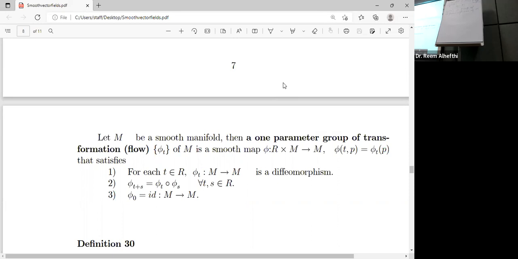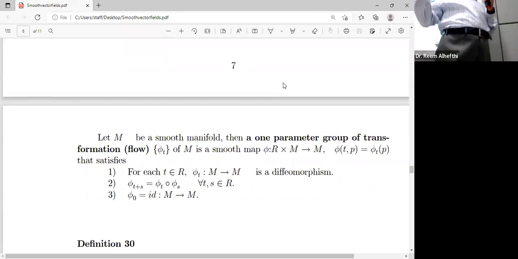Now we have defined the group of diffeomorphisms. As I said, smooth vector fields we have defined in two ways.